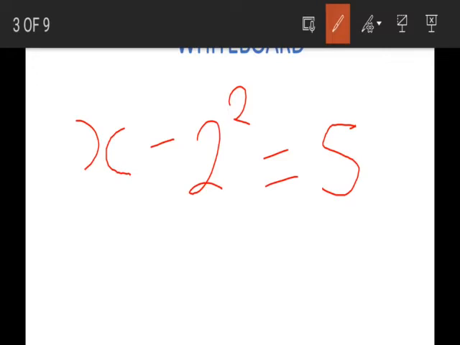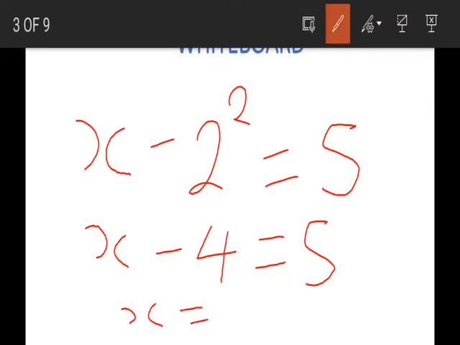Now, we have it as x minus 2 raised to power 2, or 2 square, is equal to 2 times 2, which is 4, is equal to 5. Now we're looking for our x. You now have it as x is equal to 5. When this minus 4 crosses the equality sign from the left hand side to the right hand side, the sign changes from minus to plus, becomes plus 4. Our x will now be equal to 9.